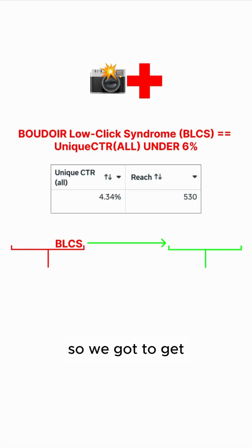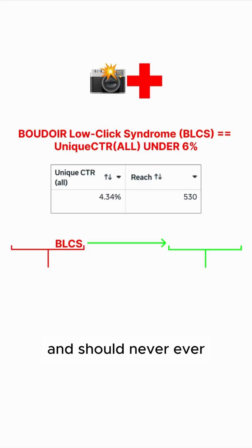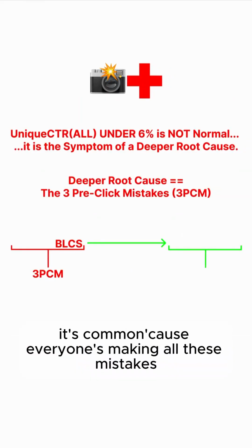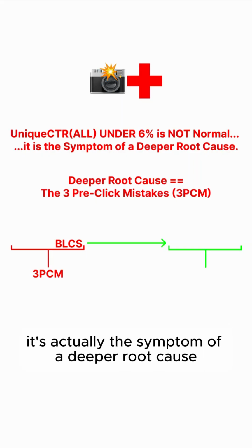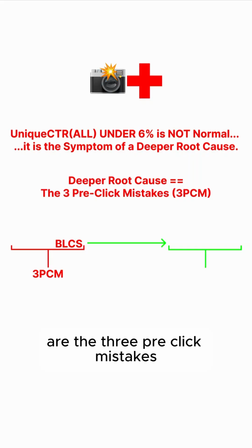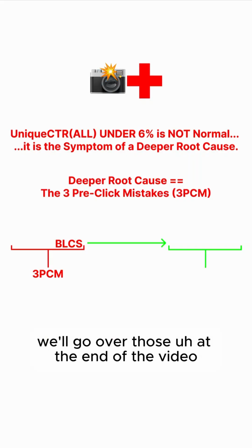So we got to get this number up as high as possible, unique CTR all, and it should never, ever be lower than 6%. That's because unique CTR all under 6% is not normal. It's common because everyone's making all these mistakes, but it's not normal. It is actually the symptom of a deeper root cause, and that deeper root cause is the 3 pre-click mistakes. So the 3 pre-click mistakes cause BLCS. We'll go over those at the end of the video.